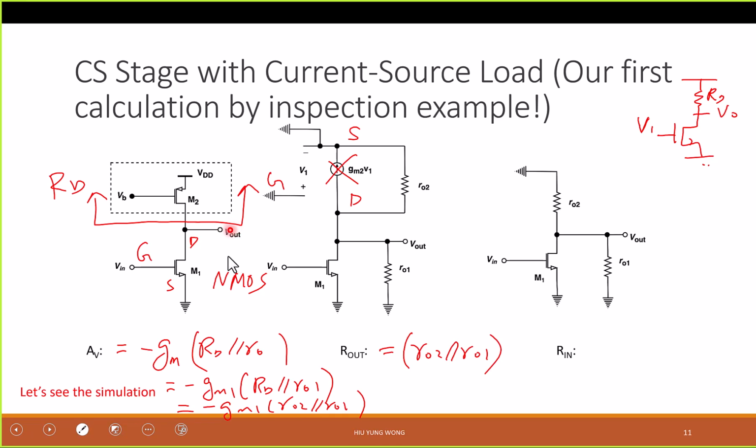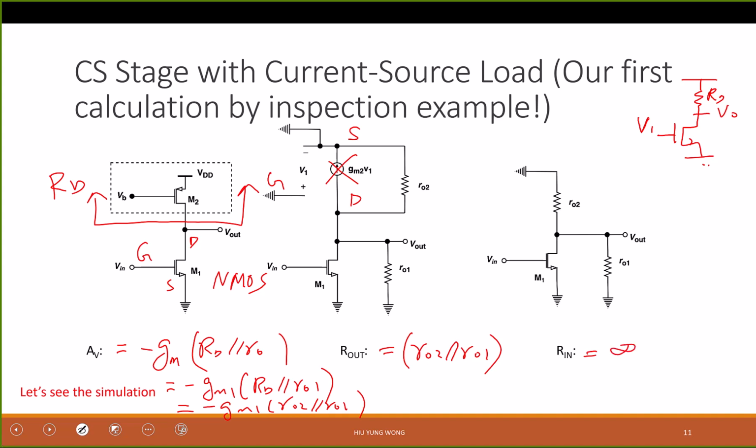On the other hand, you can say, I come here, I need to ground the input because of the definition of output impedance. I have two paths to the ground. One is looking down, which is R01. Another is looking up, R02. Again, VDD is AC ground. So I do have two paths that let me go to the ground. So I see R01 parallel R02, right? How about the input impedance? Well, the input impedance goes to the gate, so it should still be infinity. Is this okay?